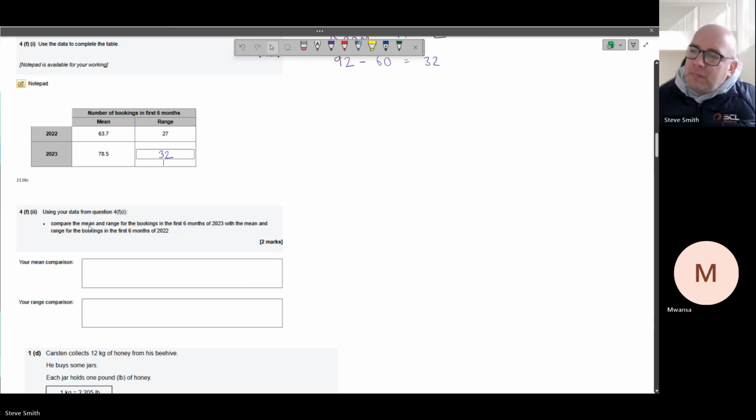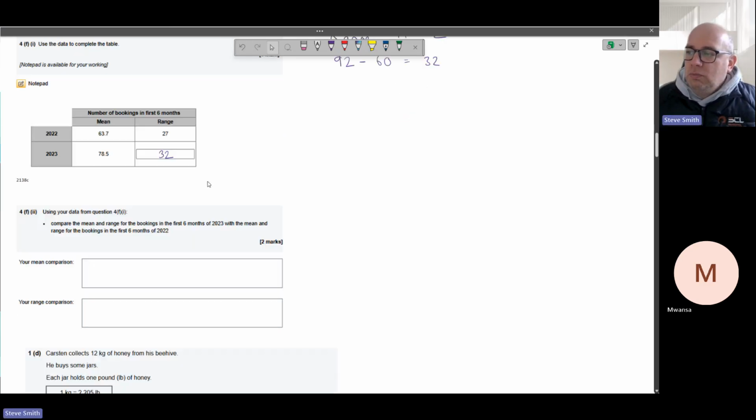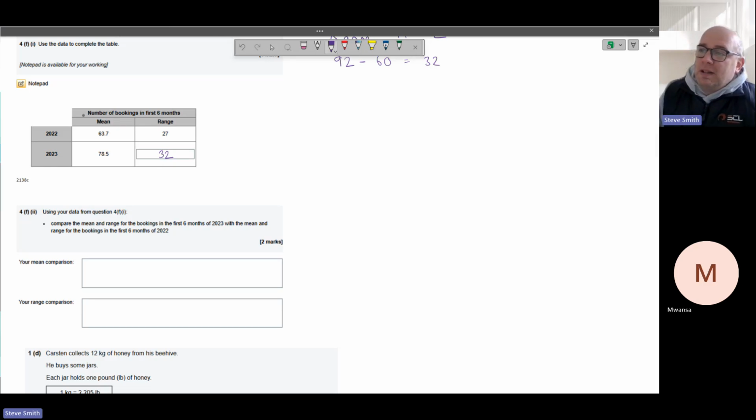Compare the mean and the range for the bookings in the first 6 months of 2023 with the mean and the range of the bookings in the first 6 months of 2022. It's got the numbers written here for you. We don't have to do any maths at all. We just need to write. So the mean comparison, we can see that the mean has increased in 2023. So mean has increased.